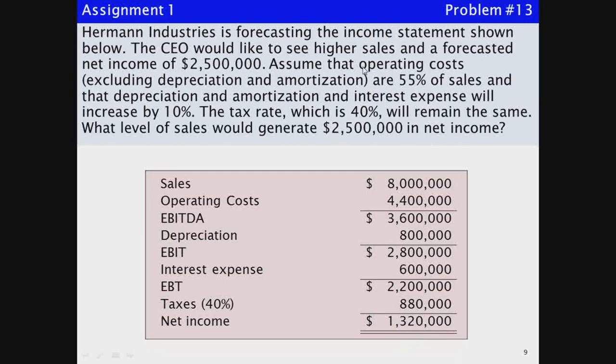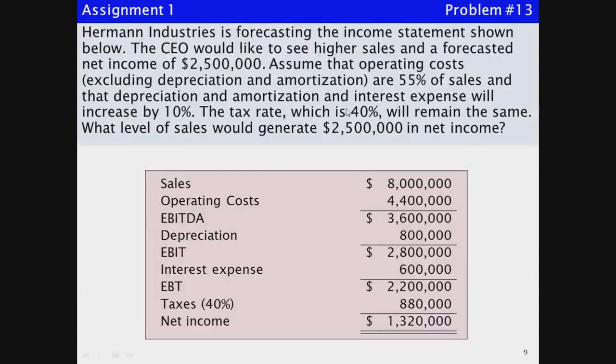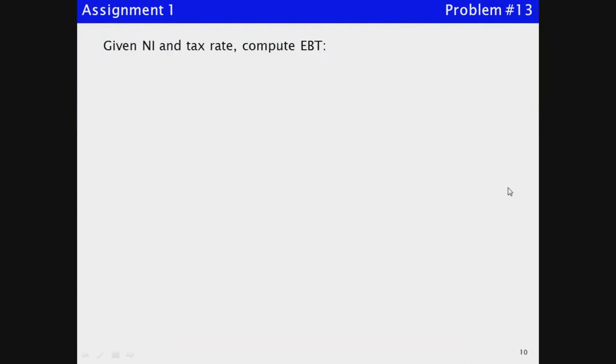Now assume that operating costs, excluding depreciation and amortization, are 55% of sales. So if you took this item over sales, it's going to be at 55%. And the depreciation and amortization and interest expense will both increase by $10,000. So depreciation will go from $800,000 to $880,000, interest expense from $600,000 to $660,000. We're going to note that the tax rate is 40%. That's going to stay the same. What level of sales would be needed to generate $2.5 million in net income?